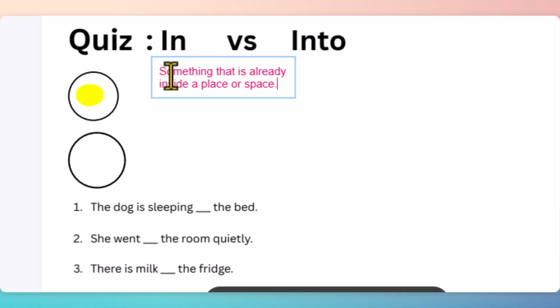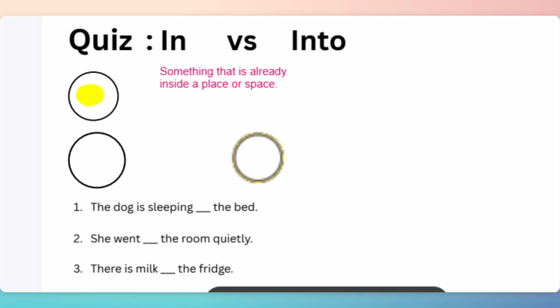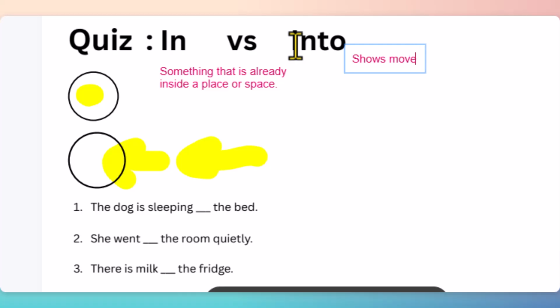Now, the second one, into, on the other hand, shows us movement towards a place or a thing. So you are still moving inside. You are not yet inside, you are moving. So it just shows movement from outside to inside. So let's put it here: shows movement from outside to inside a place.